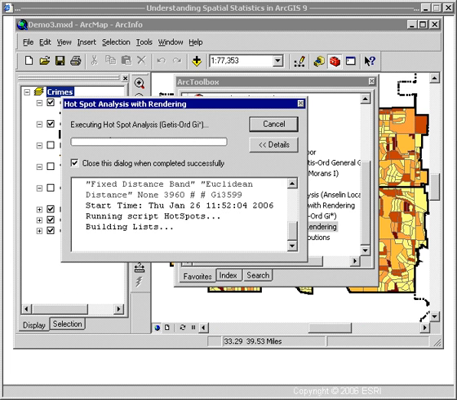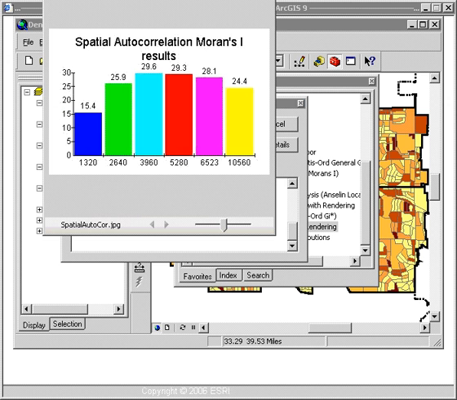So how did I know to use 3/4 of a mile? I had actually run the spatial autocorrelation tool multiple times, each time increasing the distance band. Here's the graph of my results. We started with the distance of 1/4 of a mile. We saw that we had clustering of our crimes, and our z-score was 15.4.